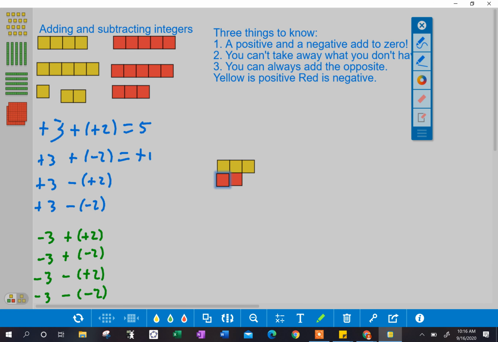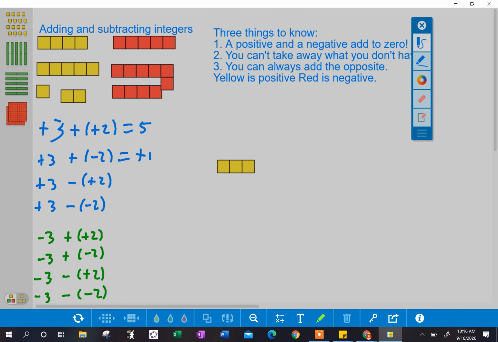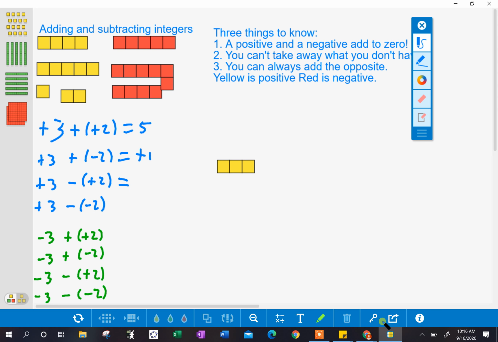Now, this one here, I have positive 3, and I'm going to take away 2 negatives. I'm now on this question here. Positive 3, so I have 3 yellows. Take away 2 positives. Well, if I take away 2 positives, I'm just left with 1 positive. And what I'm hoping you'll notice is that 3 plus a negative 2 is the same as 3 minus a positive 2. So now I'm going to do my last one.